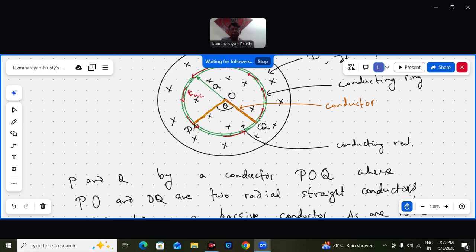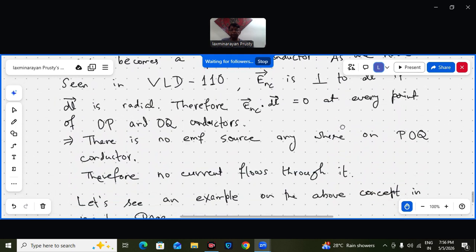P and Q are at the same potential. If the ends of the passive conductor are connected between P and Q, then the potential difference between the ends is 0, so no current will flow. Remember, in a passive conductor there is no energy source at any point from P, O to Q. Yes or no?